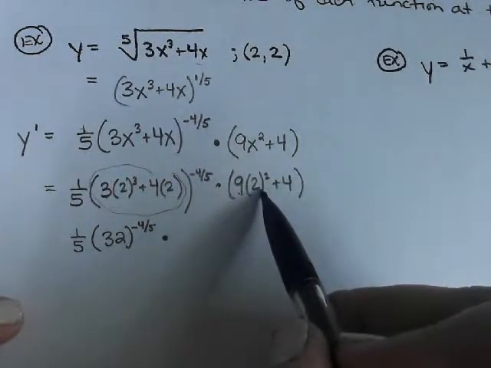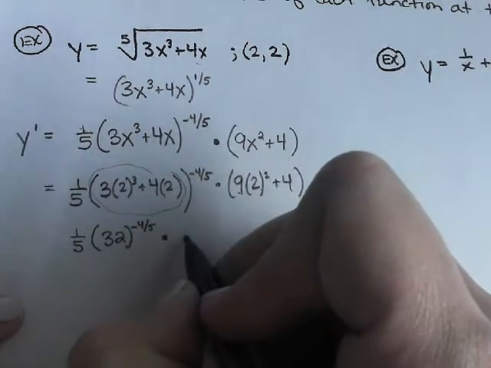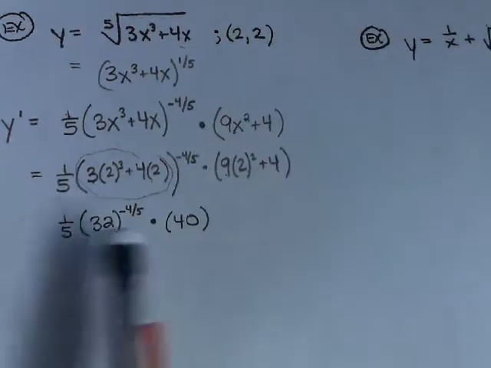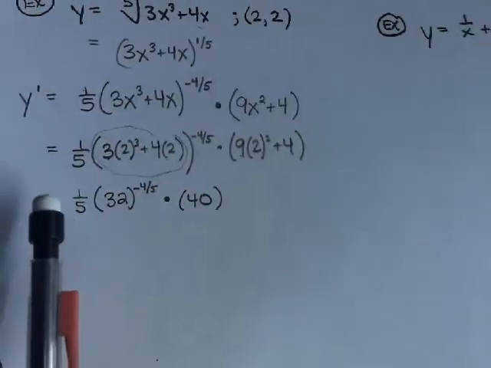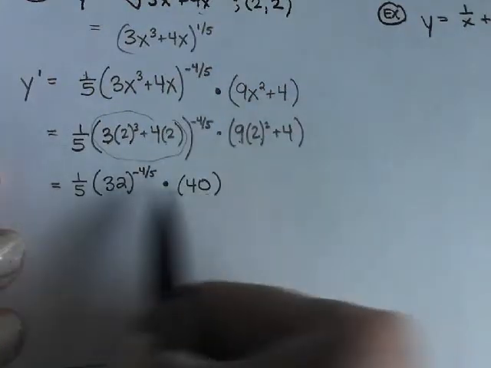9 times 4 is 36. 36 plus 4 is 40. So your fifth times 40 is just 8.